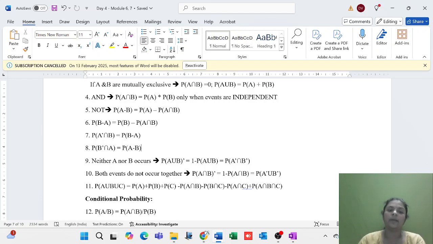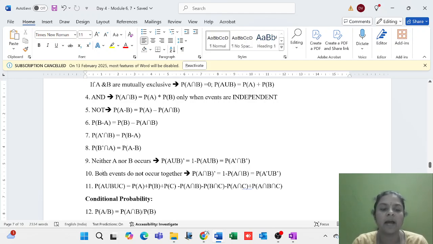Okay. Ninth one, when they mention neither A nor B: if they say either A or B, that is A union B; neither A nor B means it is A union B the whole dash, which is 1 minus P of A union B or P of A dash intersection B dash. Similarly, if they give you both A and B cannot occur together, meaning A intersection B the whole dash, which is 1 minus P of A intersection B or P of A dash union B dash.